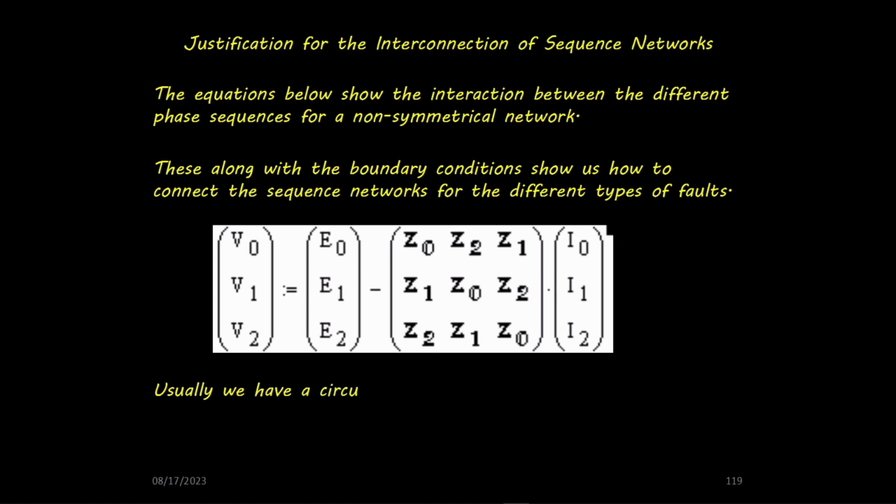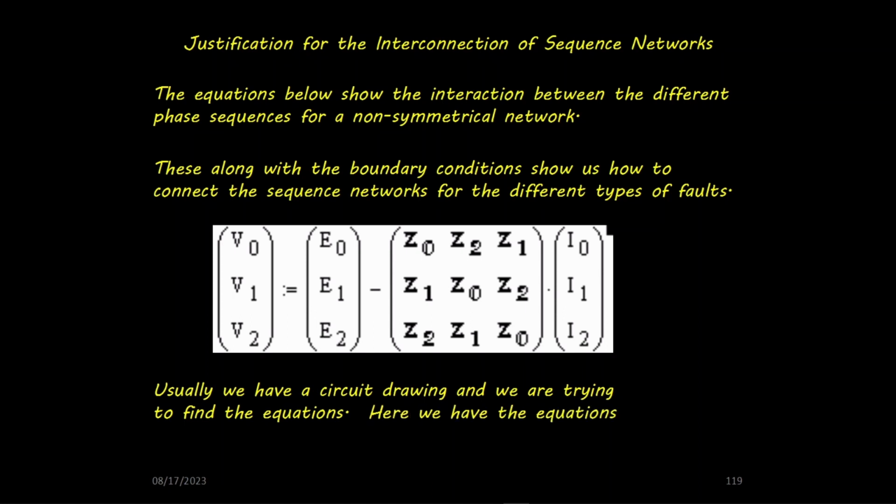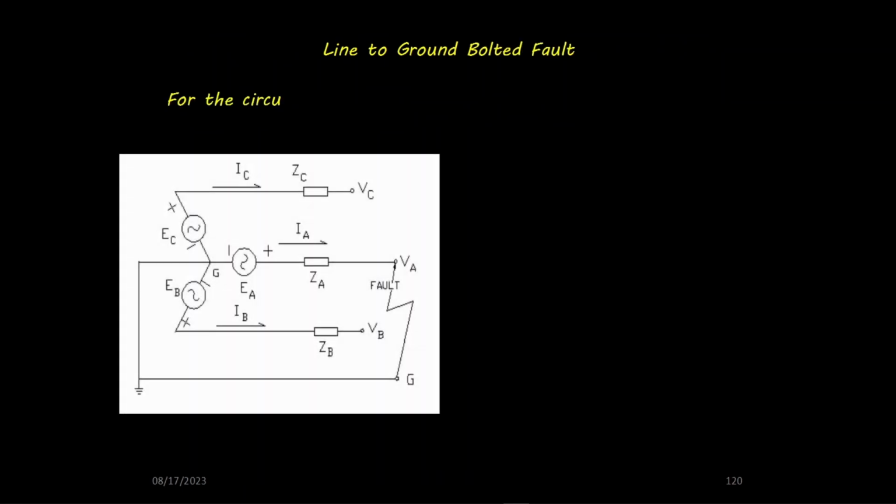Usually, we have a circuit drawing and we are trying to find the equations of the circuit. Here we have the equations and are trying to find the circuits that fit them. Let us examine the bolted line to ground fault. The boundary conditions are IB equals 0, IC equals 0, and VA equals 0.